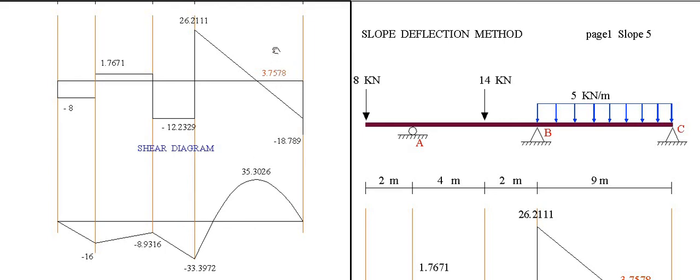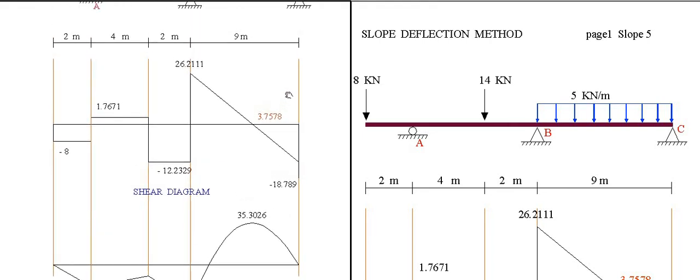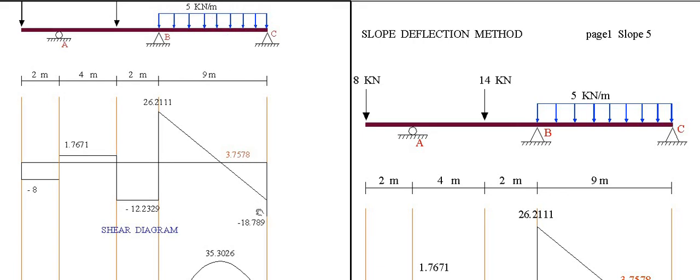This 3.7578 is found from this value divided by 5. This value divided by 5. This is the distance, or this distance can be found from this value 26 divided by 5, approximately 5 point something, so that the sum must be 9.